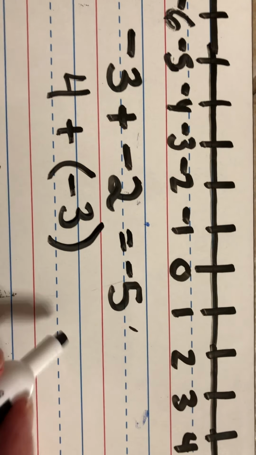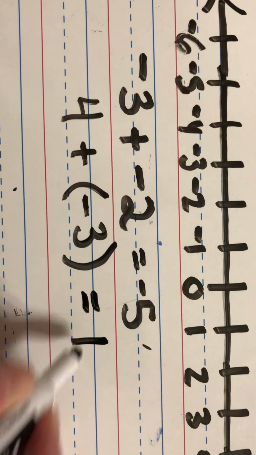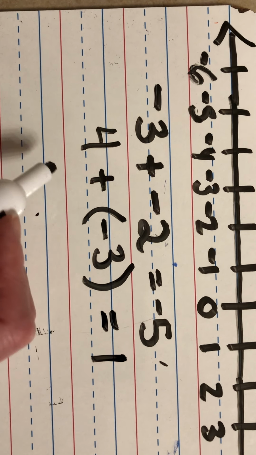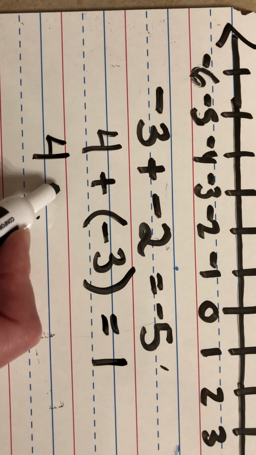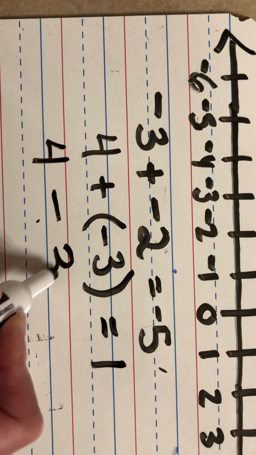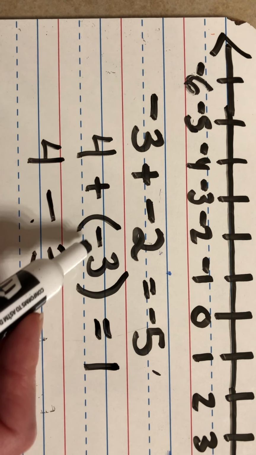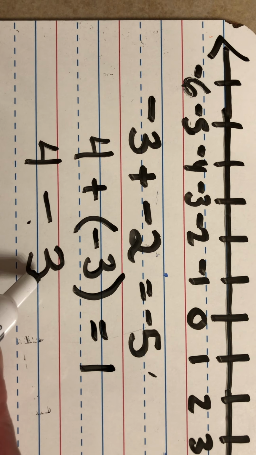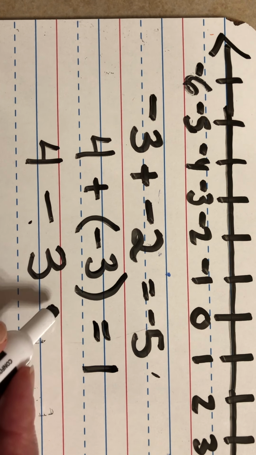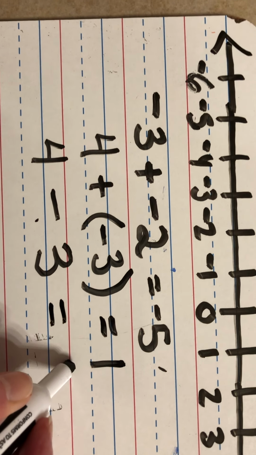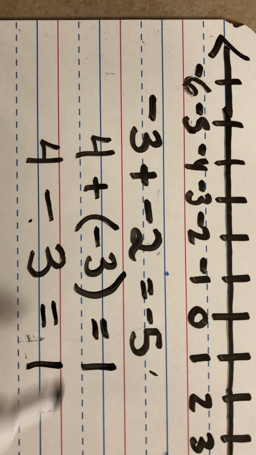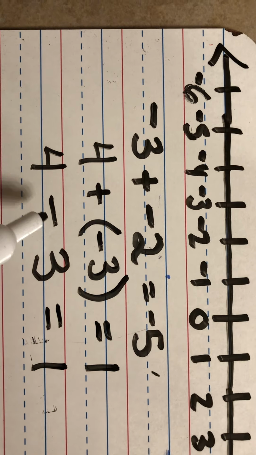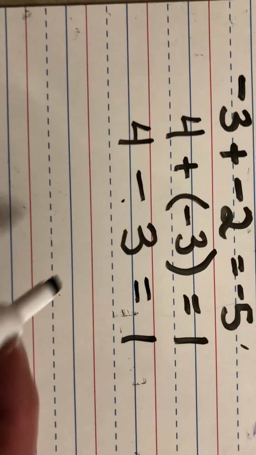-3, which would take you to 1, or you can use the definition of subtraction, which says that subtracting a number is the same as adding its opposite. So 4 minus 3 is the same as 4 plus -3, and you've been doing 4 minus 3 since probably first grade. So if you can change adding a negative to subtraction, you can do it that way.